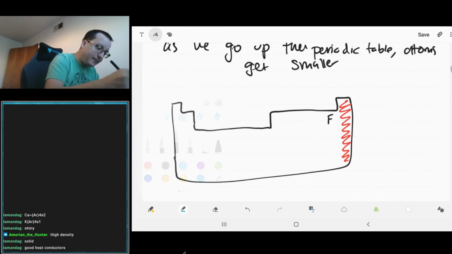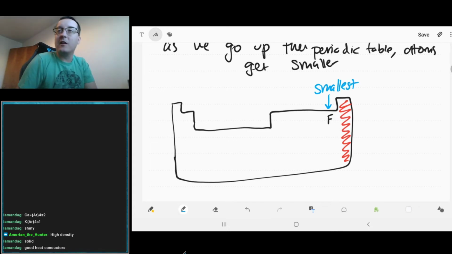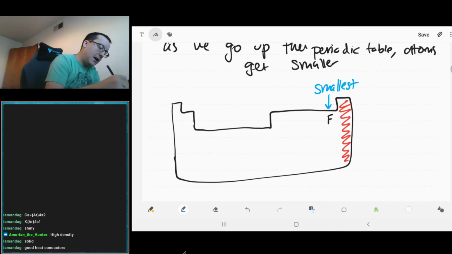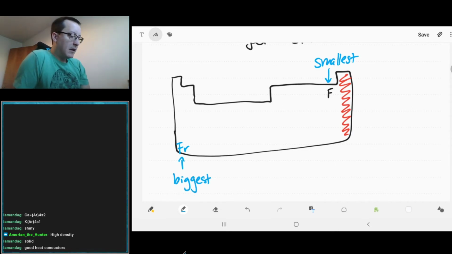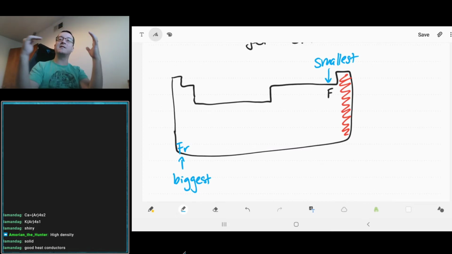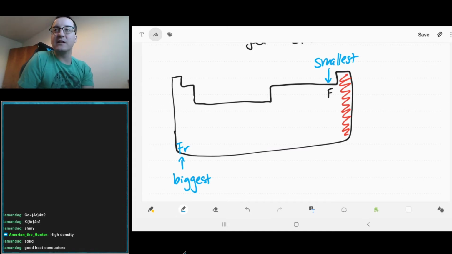We're going to see that this guy will be the smallest, and francium way down here will be the biggest. Francium is going to have the most shells, and that means it's going to be really big. And compared to everything else in its row, francium has the smallest number of protons, so it's going to have the least attractive force on those outer rings.